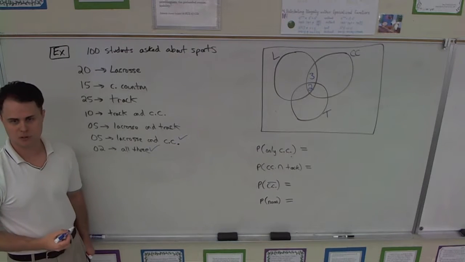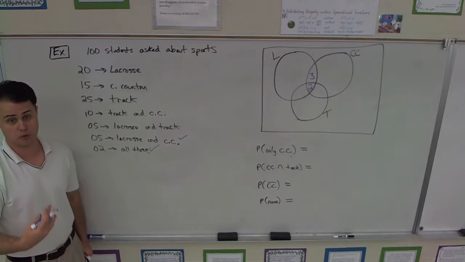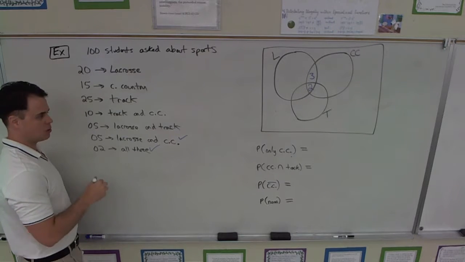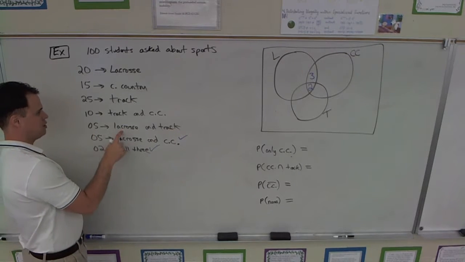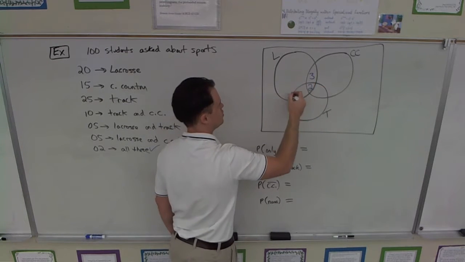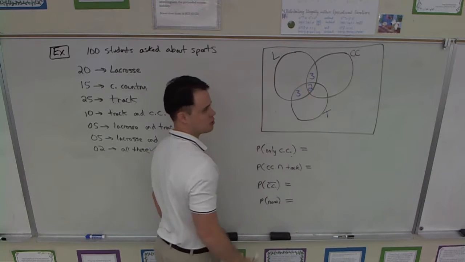I like to check these off, especially on a 3-event problem or 4-event problem. Oh my gosh, it'll start to get tricky. Anyway, but we don't have to deal with those. So 5 people also played lacrosse and track. So lacrosse and track, this whole intersection is 5. So that's also 3.